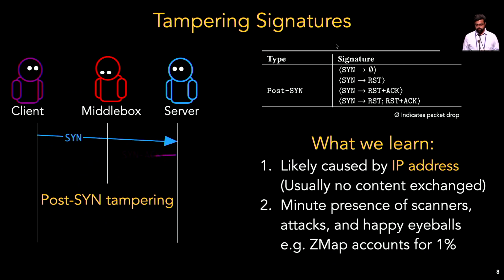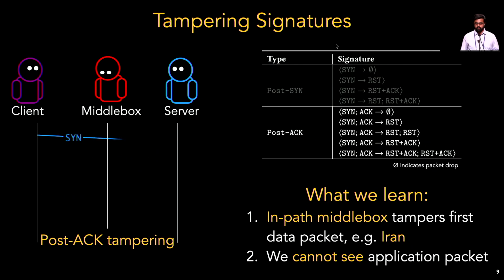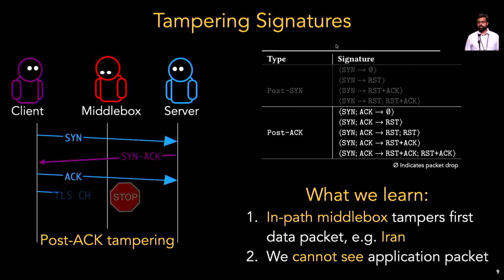So first, our post-SYN signatures identify tampering that occurs during the TCP handshake itself. Now, this is mostly due to middle boxes that perform IP address space blocking. Our post-ACK signatures detect tampering that happens during the transfer of the first data packet after the handshake. So this signature, for instance, would detect the in-path middle box system in Iran that drops the TLS client hello or the HTTP GET request.